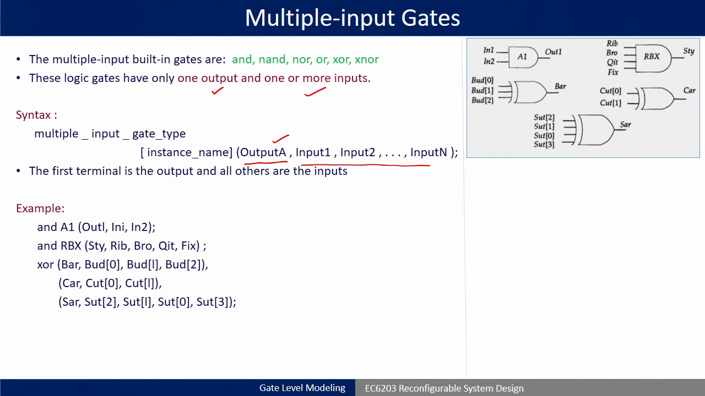A few examples they have taken, like this is AND with A1, out1 is my output, in1 and in2 are my inputs. In each case you see out1, sty here, sty is my output, and bar, car, sar, all these things are representing 3 XOR gates. It is to show that if you write this code and synthesize it, you will get the right side gates after synthesis. Okay. And you observe that all the outputs are written first, and in the last we have not given any instances. Understood. So, this is a simple discussion about multi input gates.